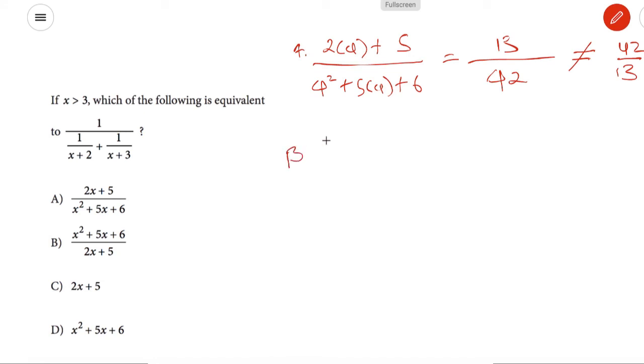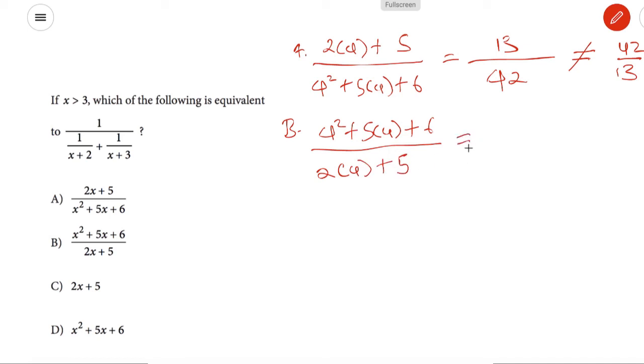Let's try B. B is going to have to be 4 squared plus 5 times 4 plus 6 divided by 2 times 4 plus 5. Well, once again, 4 squared is 16, 16 plus 20 is 36, and 36 plus 6 is 42. So that's 42. 2 times 4 is 8, and 8 plus 5 is 13. So that's 13. 42 over 13 is actually equal to 42 over 13. Now, we're confident that this should be the answer, but we can try the other ones just to make sure.